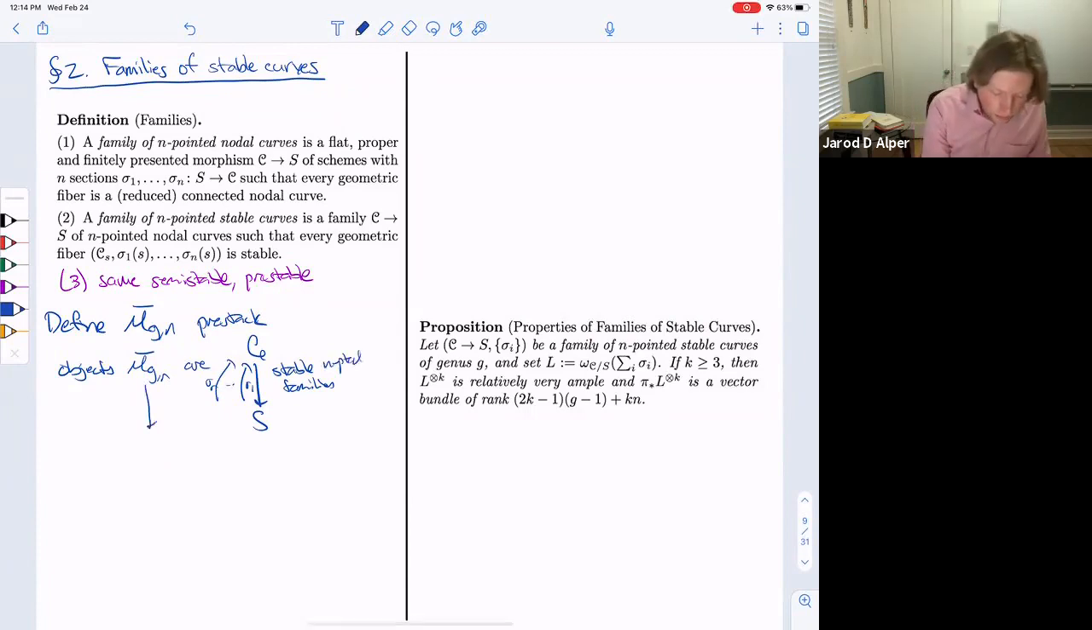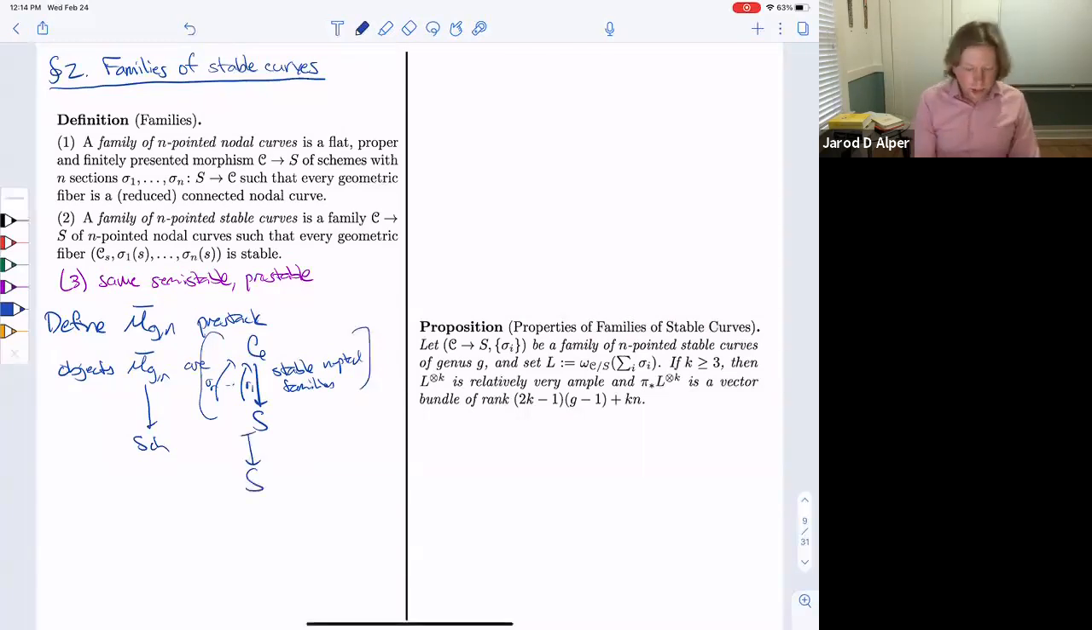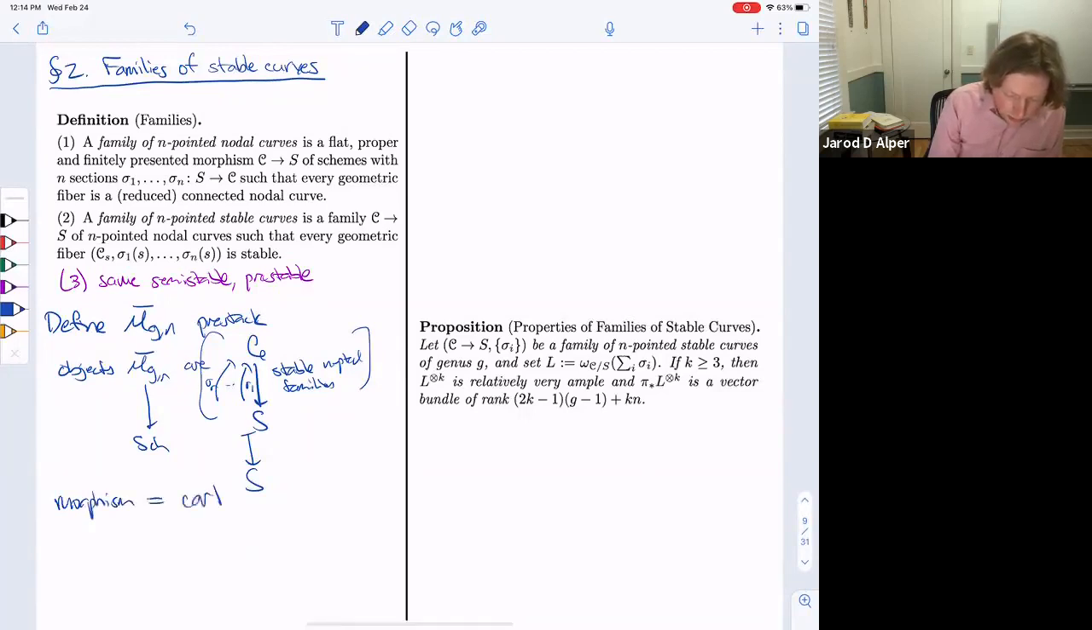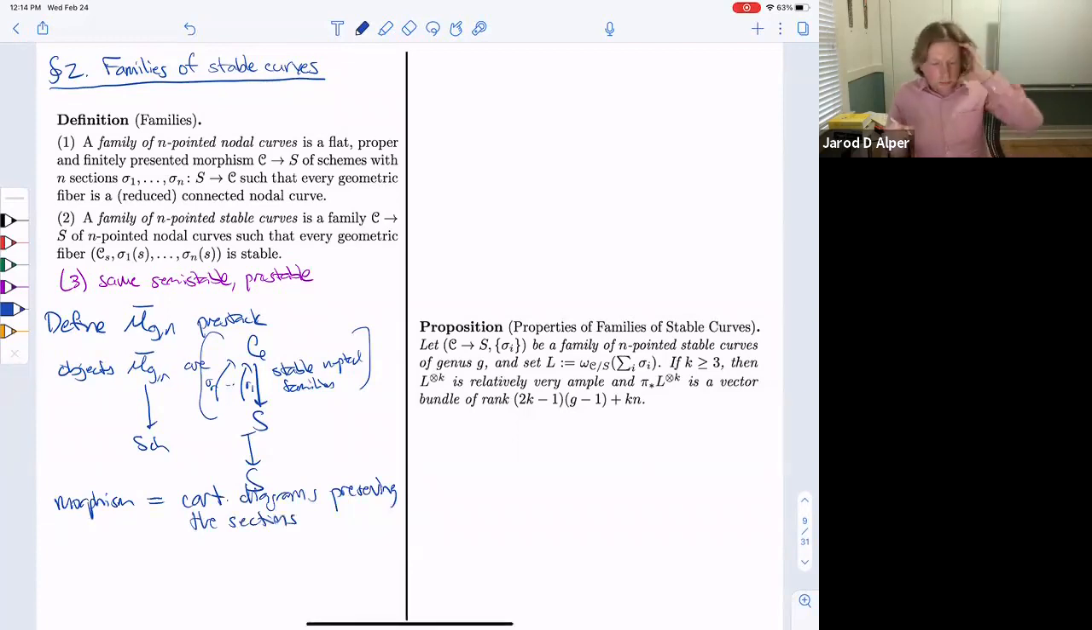And right, this is the stack over the category of schemes, and this object lives over the scheme S. And morphisms are equal to Cartesian diagrams preserving the sections. Great, and you can check that yourself that it's a pre-stack.